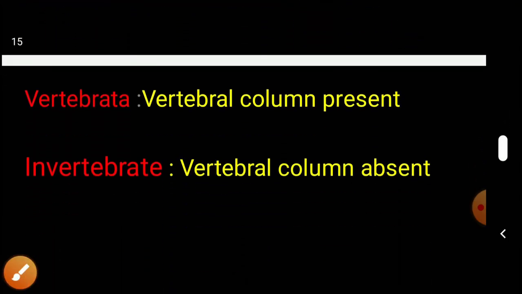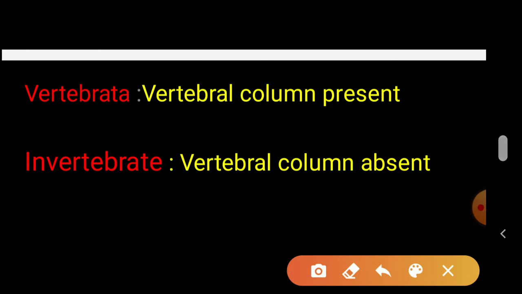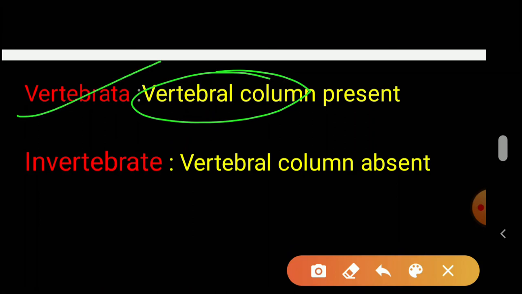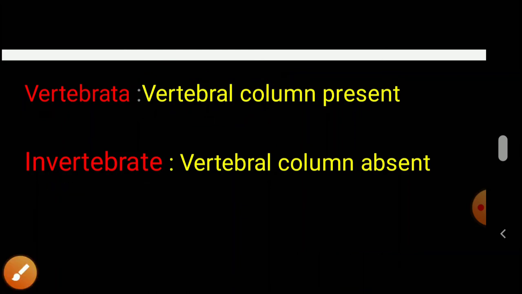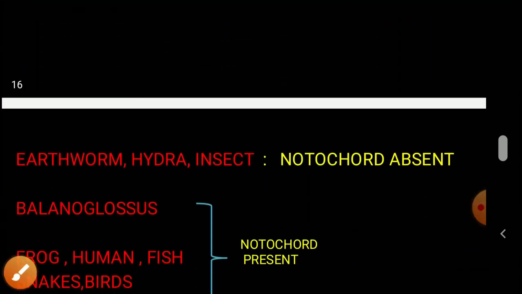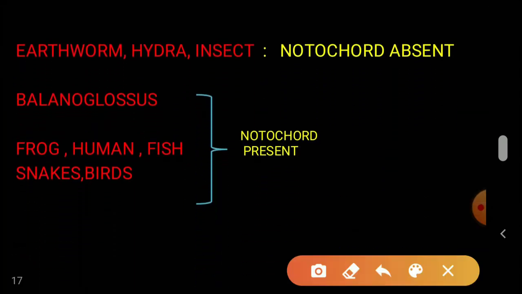Now next, vertebrata. Here, if the vertebral column is present, then that organism is called vertebrata. If the vertebral column is absent, it is called invertebrates. Very simple. Okay. Now next, I have taken some more examples here.